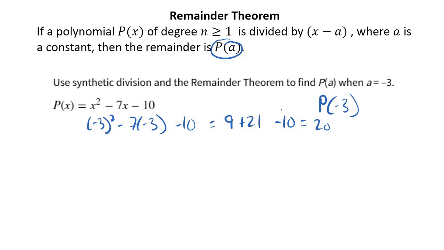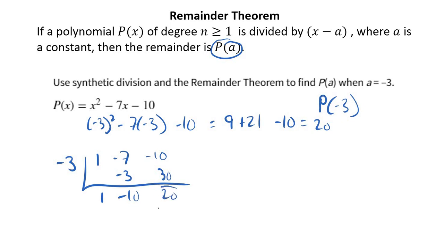Okay, now you already know how to do that. Let me show you how synthetic division is a way you could do that as well. So we're going to do negative 3 into this thing. 1, negative 7, negative 10. Bring your 1 down. Do you remember the process? Multiply, bring it up, add, multiply. Negative 3 times negative 10 is 30. Add 20. Hey, there's my remainder. Look how quick that was. 20. Same thing as evaluating the function.